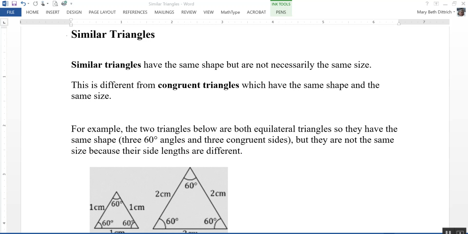This video is on similar triangles. Similar triangles have the same shape but are not necessarily the same size. This is different from congruent triangles, which have the same shape and the same size.